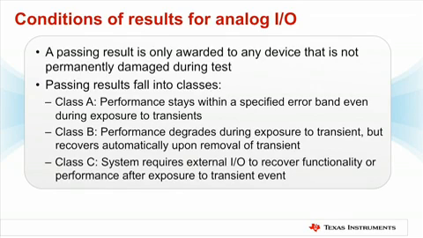Units that do pass the test are awarded results that fall into various classes. Class A systems perform within a specified error band even while being exposed to the transient signals. Class B systems exhibit degraded performance during exposure to the transient but recover automatically. And finally, Class C systems require external interaction to recover from exposure to the transient event.